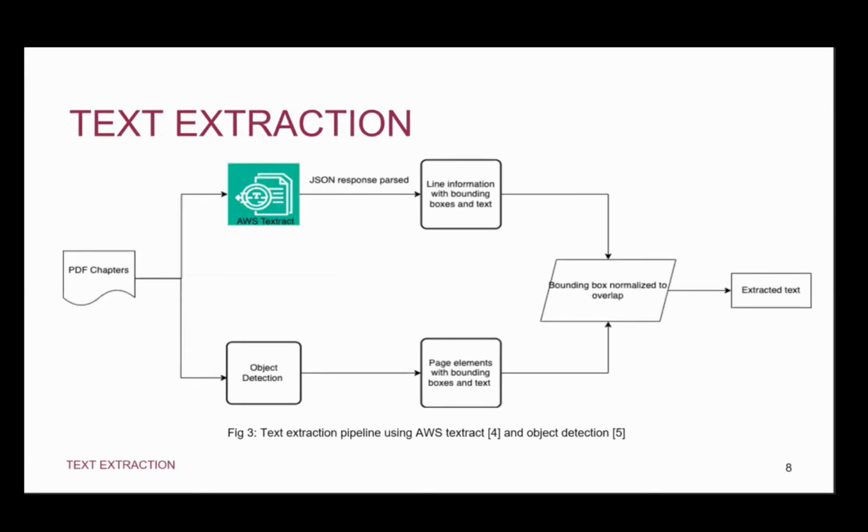For text extraction, we used a hybrid methodology. As Pepper, the prior speaker, was talking about cloud-based services, Amazon AWS Textract is another cloud-based service that helps in OCRing. After comparing a lot of OCR methods, we realized that AWS Textract did perform well when extracting the text from the documents. But for our case, we needed clean text. That is also another requirement.